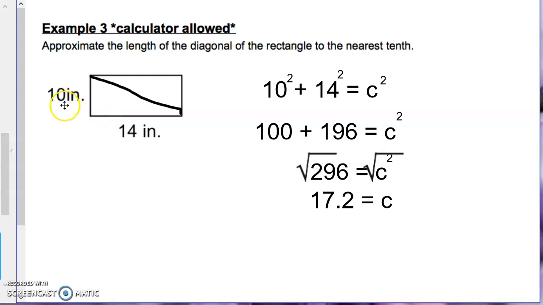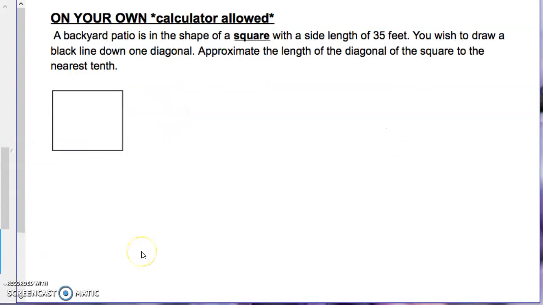So I see this is a right angle here. So 10 squared plus 14 squared is going to equal this diagonal, which would be c squared. Well, 10 squared is 100, 14 squared is 196, and that equals c squared. 100 plus 196 gives me 296 equals c squared, and then to get c by itself, I square root both sides. 296 is not a perfect square, so when I square root it, I get 17 point and a decimal, and I just rounded it to the nearest tenth. 17.2 would be my approximate diagonal distance for this example. You can pause the video and do this one on your own if you would like.